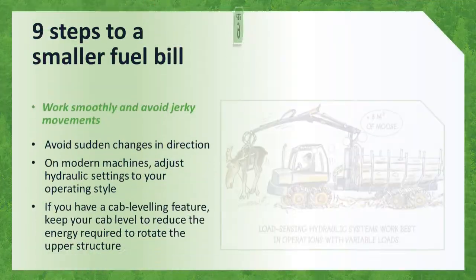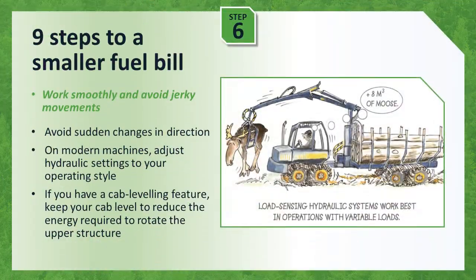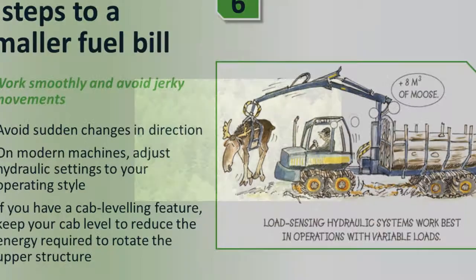Step 6. Smooth operators avoid wasted motion and use various techniques to move logs, such as pulling the wood closer to the machine before lifting, avoiding sharp turns when fully loaded, which can topple a machine, and using the self-leveling cab feature when available, as rotating a level cab requires less energy.